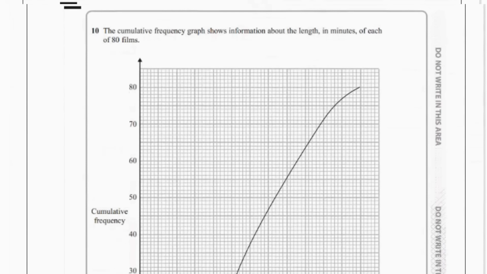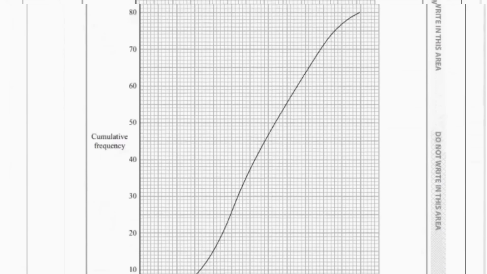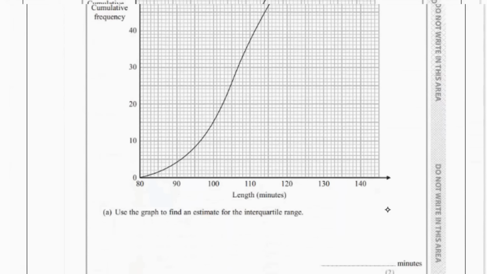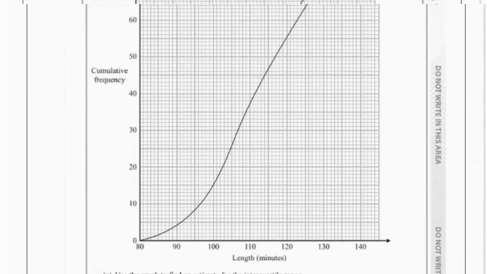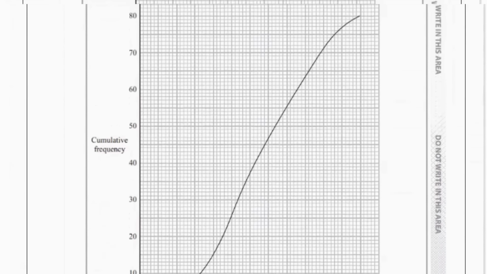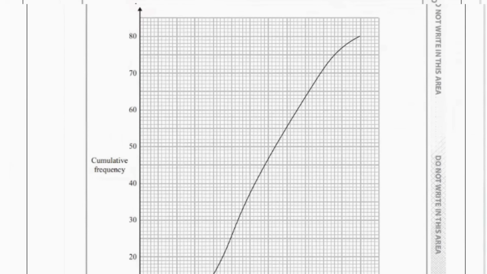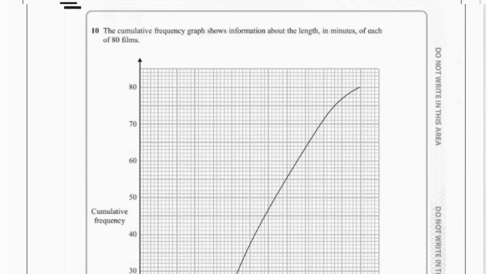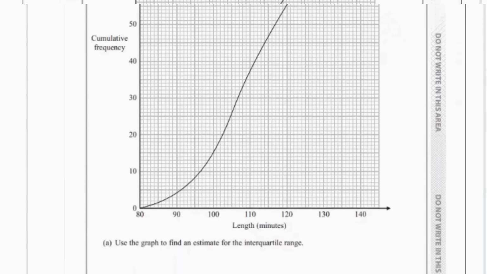Then cumulative frequency did not come in paper 1, so it's going to come in paper 2. It says that the cumulative frequency graph shows information about the length in minutes of each of 80 films. Use this graph to find an estimate for the interquartile range. For the interquartile range, we need the lower quartile and the upper quartile. So we have 80 films in total. For the lower quartile, we do 1/4 times 80, which is 20. So we draw a line from 20 towards the graph.